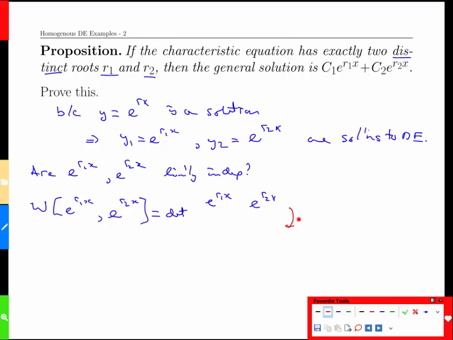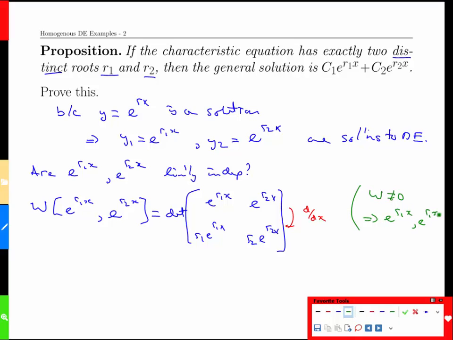So we're going to take the derivative of each element in each row. We're going to get r1 e to the r1x and r2 e to the r2x. We'll take the determinant of that matrix. And again, if this determinant is non-zero, that means this matrix has a unique solution when we set it up as a part of an equation. And so our test is Wronskian not equal to 0 means our two solutions are linearly independent.